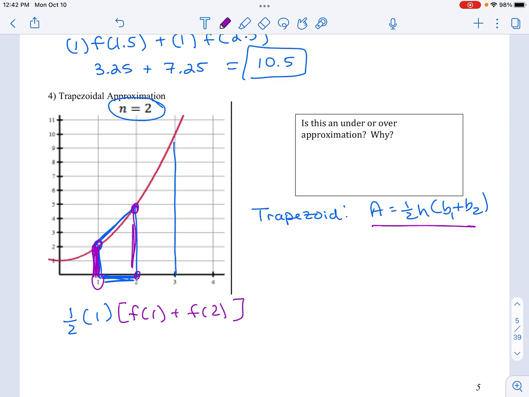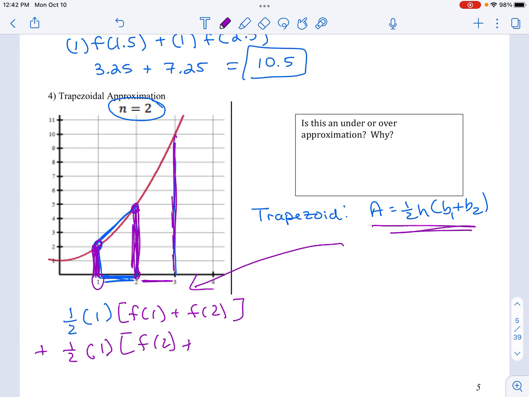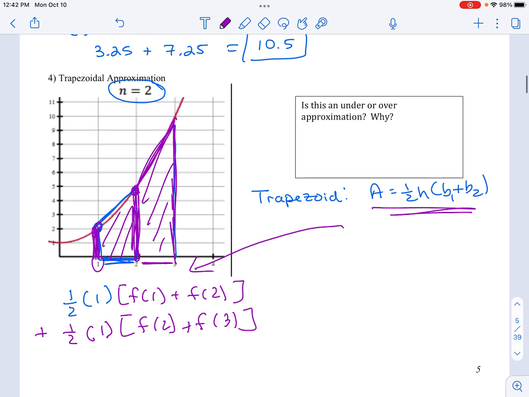So I'm just using this trapezoid formula to get the area of the first trapezoid. The area of the second trapezoid is this piece right here. So 1/2, height is still 1. Notice the first base is at f of 2. The second base is at f of 3. So there's your second trapezoid. So if I can find the area of those two trapezoids, that will give me the approximation.